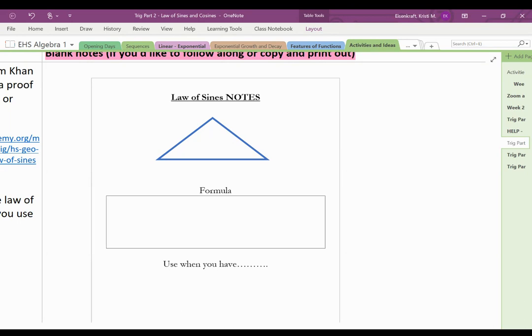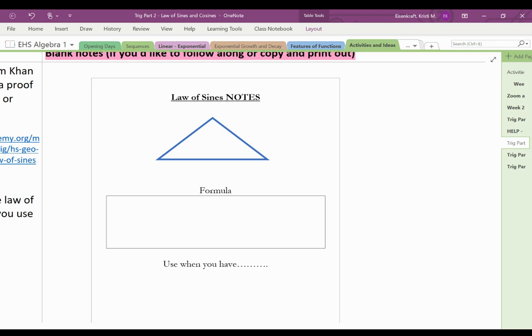So if we first start with what the law of sines is, it's just a relationship between the sine of an angle and its side. So you can set up a proportion and find missing side lengths and angles in any triangle, including non-right triangles.